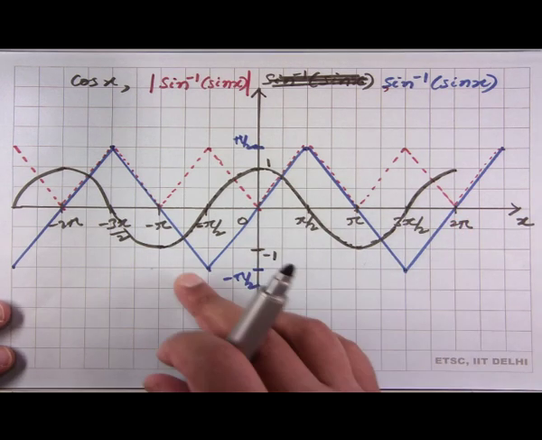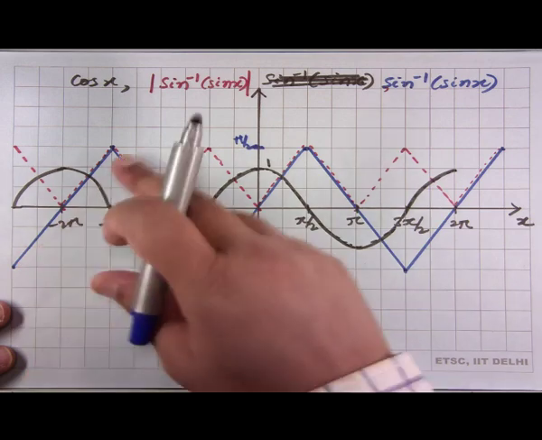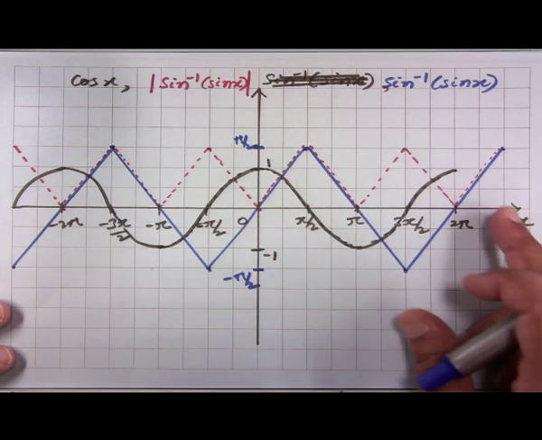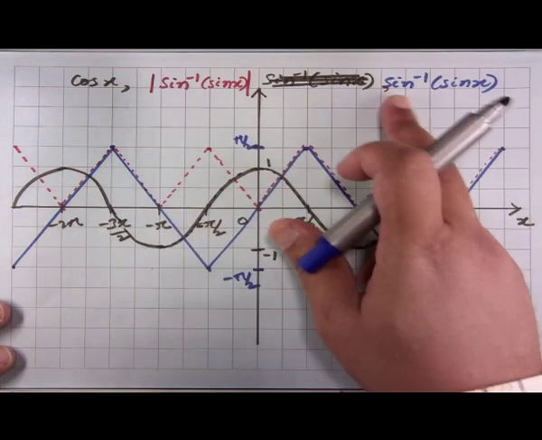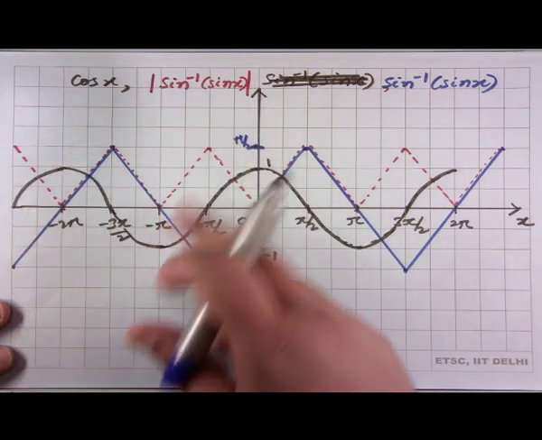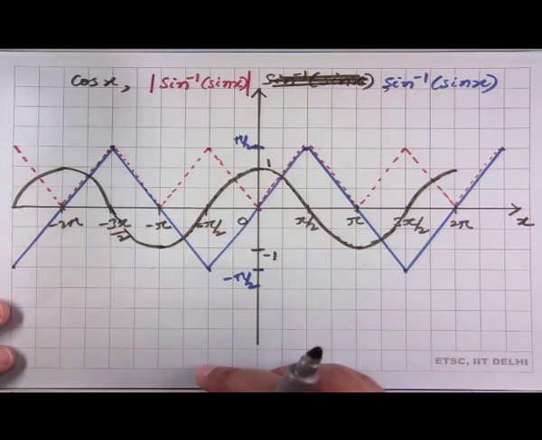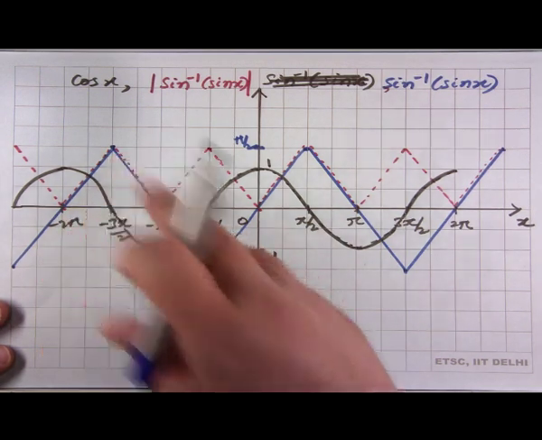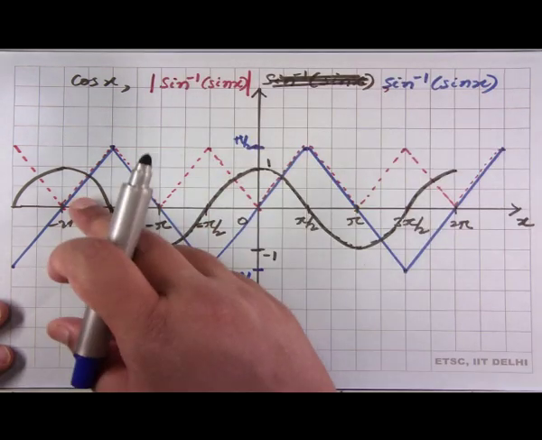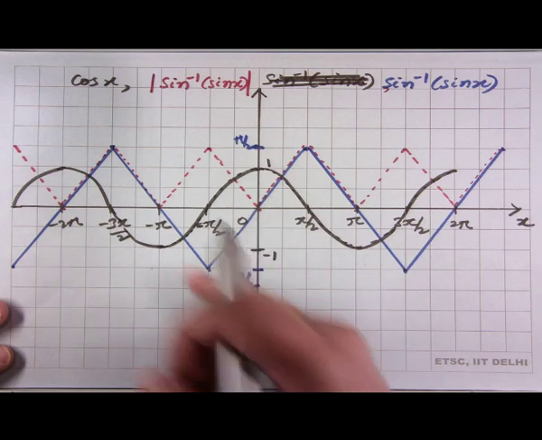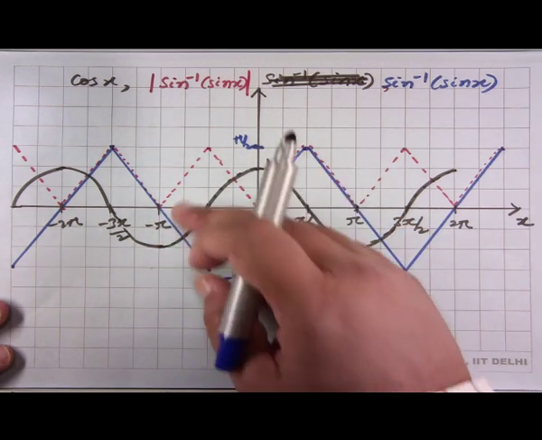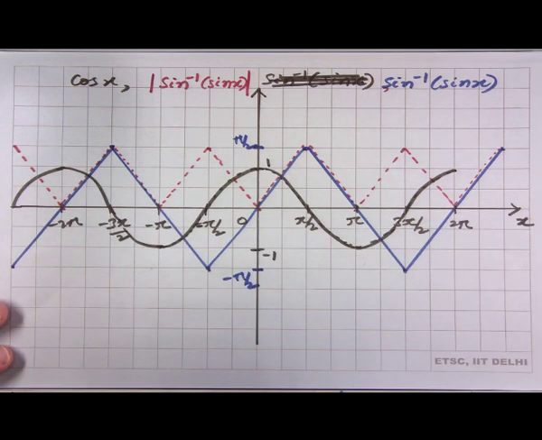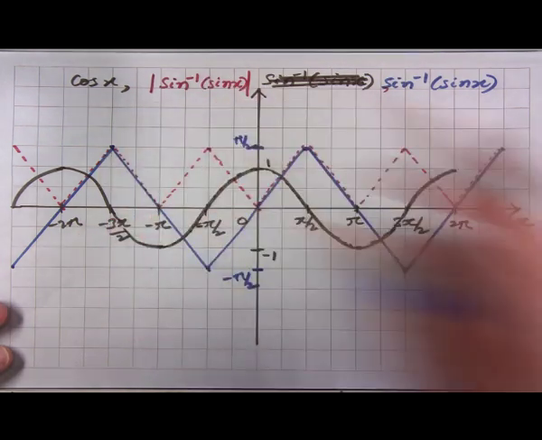So the blue curve here is for sine inverse of sine x. And then mod of sine inverse sine x has been plotted with a dotted line shown in red. And that's very easy to plot because whenever the blue line is on the positive upper half, the red line is going to be exactly the same. But when the blue line is on the negative half, then the red line is just going to be a mirror image about the x axis. So that is how we get mod of sine inverse sine x.